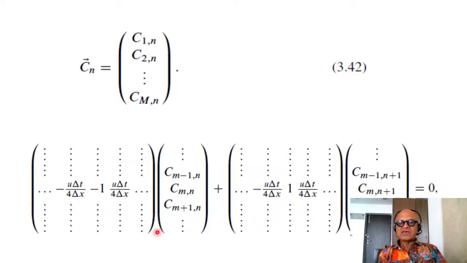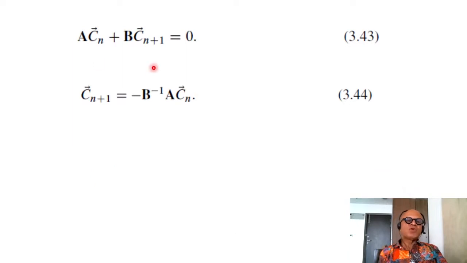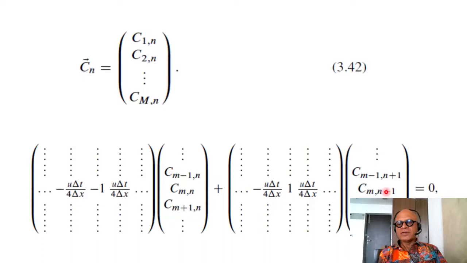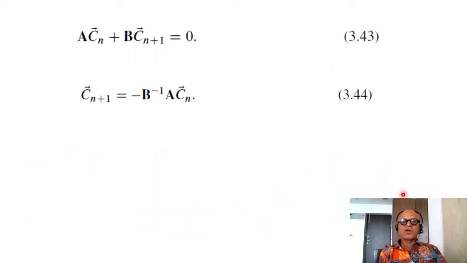So everything is coupled now when we go from n equal to 1 to n equal to capital N for all the time steps. Okay, so we basically end up with something like this: A times c at n plus B times c at n plus 1 equal to 0. Sorry, not all n, but n plus 1. So n and n plus 1 are coupled.